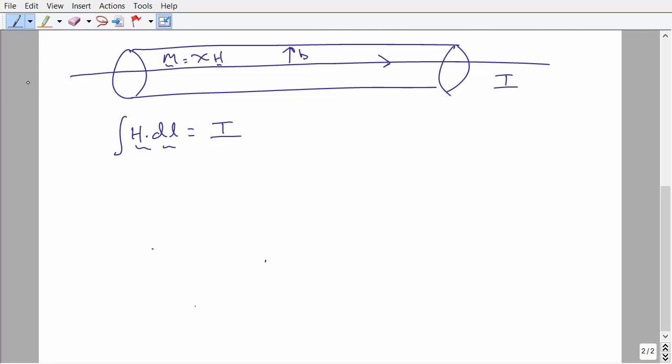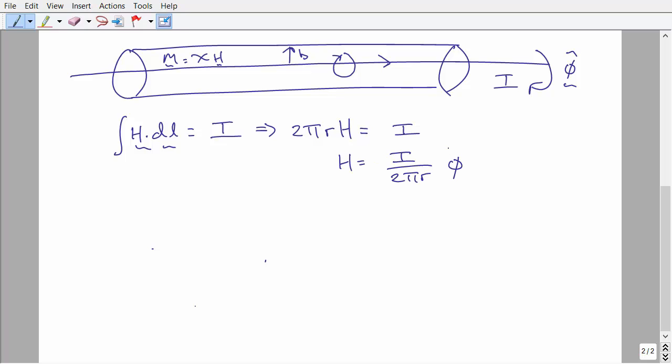Once we've got the expression for H, from symmetry, we know that the field is going to be in the phi hat direction. It's going to be like this, and the integral of H dot dl becomes very straightforward. If I put a little Amperian loop in here of radius r, then I would get, okay, there's our first result, our first expression.